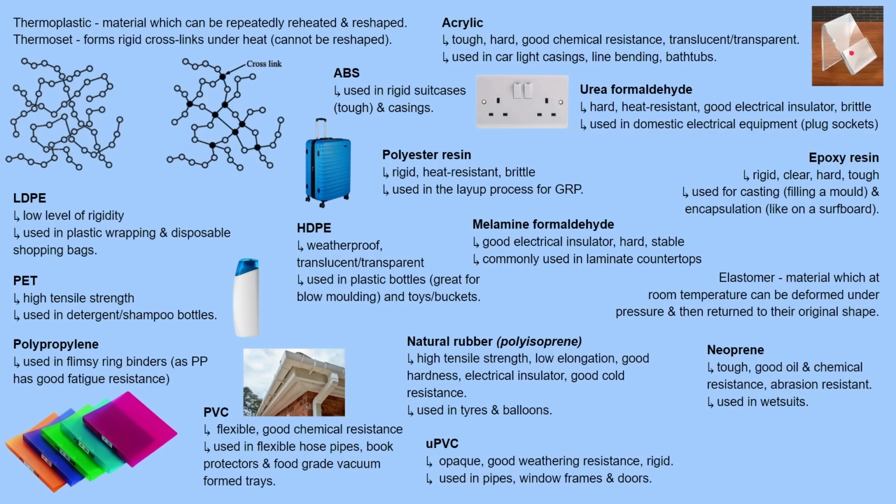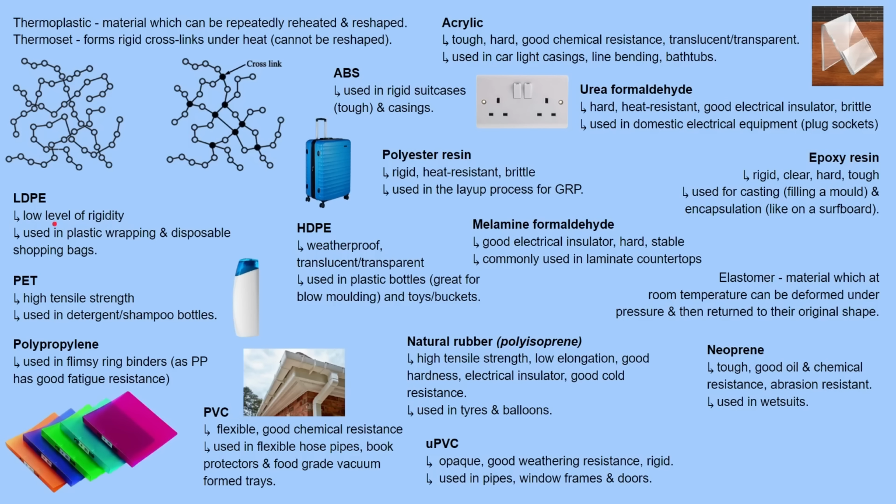So here's an example of line bending. A sheet of acrylic is heated at those points there and then bent in that shape. And then also acrylic is used in bathtubs. Then ABS is used in rigid suitcases because it's tough and it's used in casings. So here's an example of a suitcase made from ABS. You can clearly see that ABS and a lot of these plastics can be pigmented, can be colored. So that's one advantage. It does not need to be painted on top. The material itself can be pigmented. So ABS, acrylic, thermoplastics.